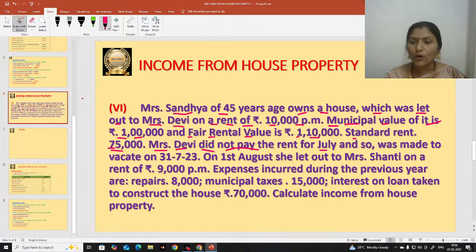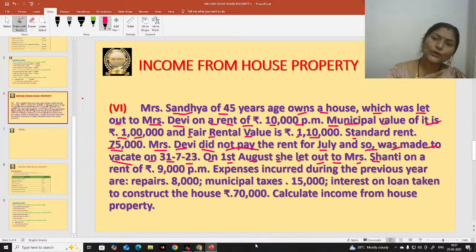So she was made to vacate. The owner did not remain calm and made her vacate the house, on 31st July 2023. So at the end of July month, she did not pay July month rent, and on the ending day she vacated the house. So full 1 month rent our owner did not receive. Note this point. On 1st August, immediately the next month's opening day, she let out that house to Mrs. Shanti. She has given that house to Shanti.